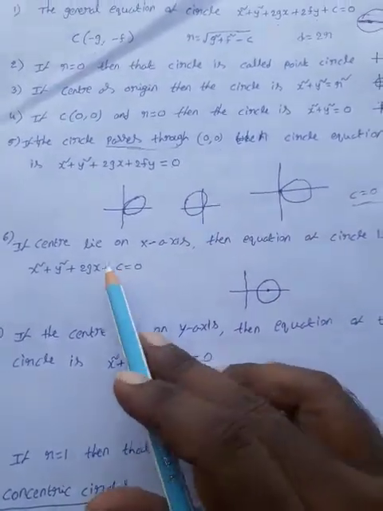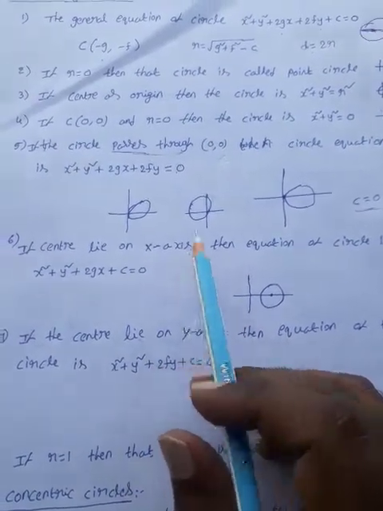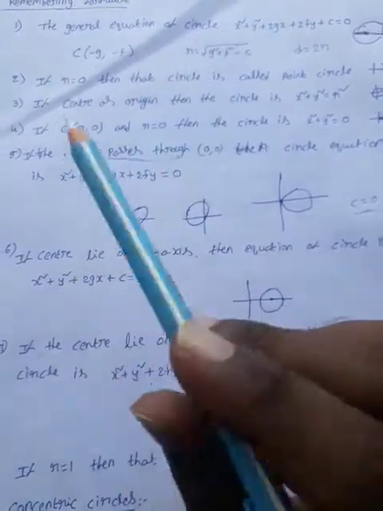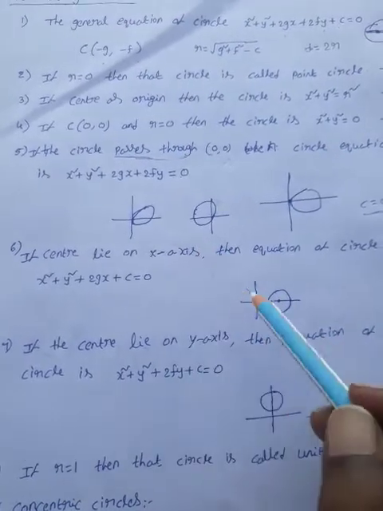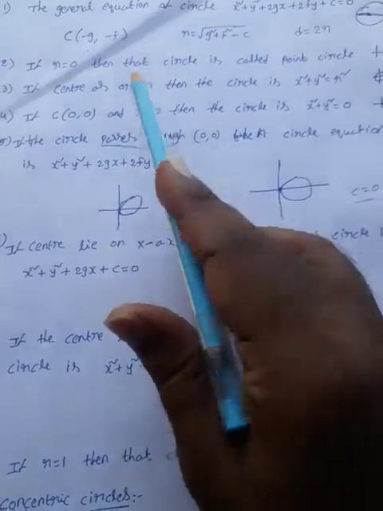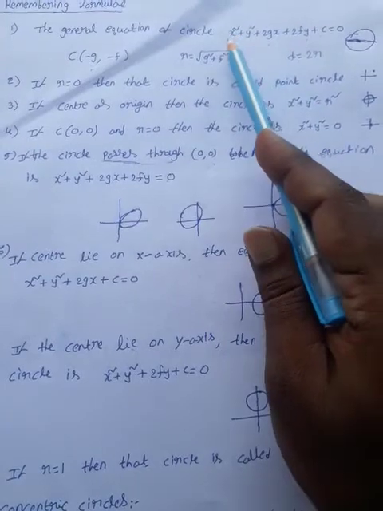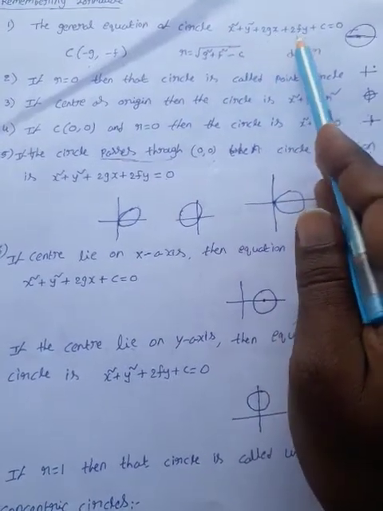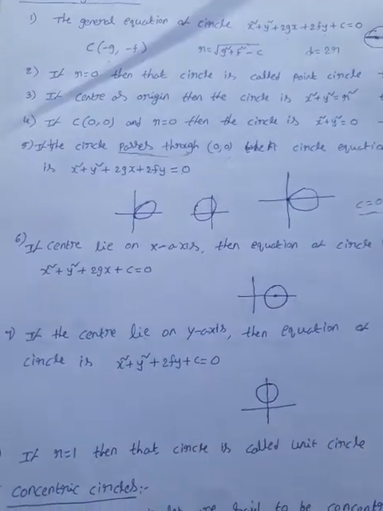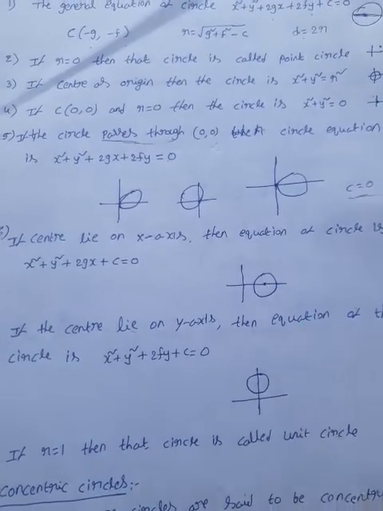And the sixth point: the center lies on the x-axis. The center is (-g, -f). If (-g, -f) lies on the x-axis, x-axis means y coordinate equal to 0, that is f equal to 0. Substitute f is equal to 0 in the general equation: x square plus y square plus 2gx plus 0 plus c equal to 0. So that is x square plus y square plus 2gx plus c equal to 0. That is the equation. See the diagram. The center lies on the x-axis.